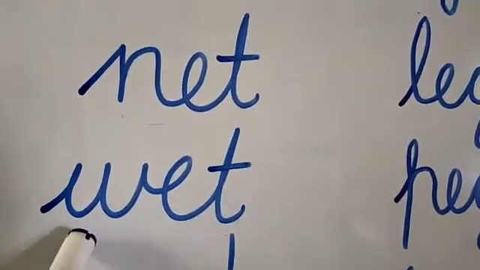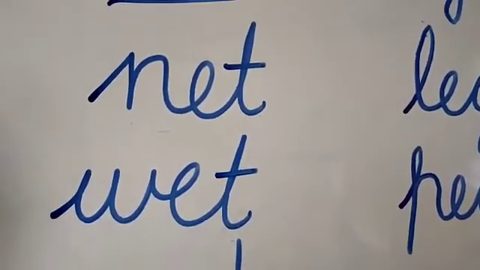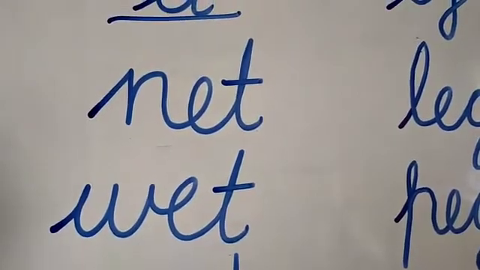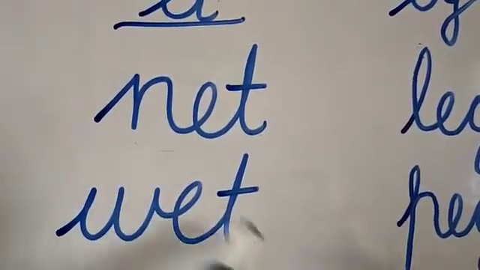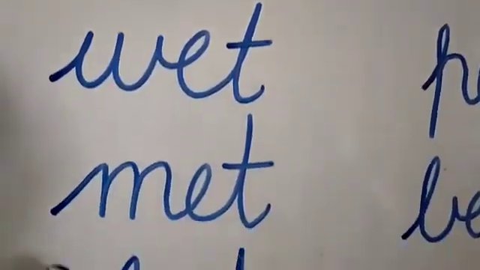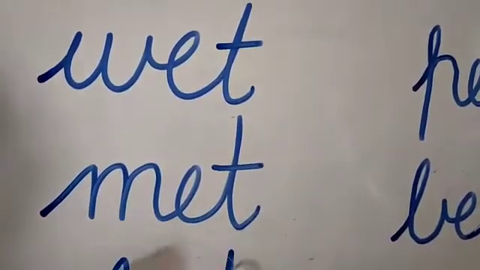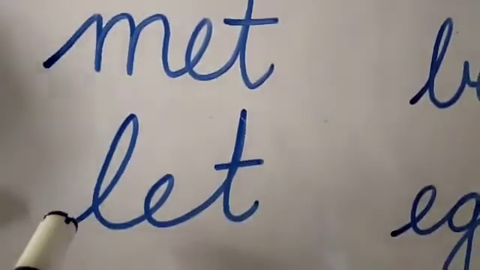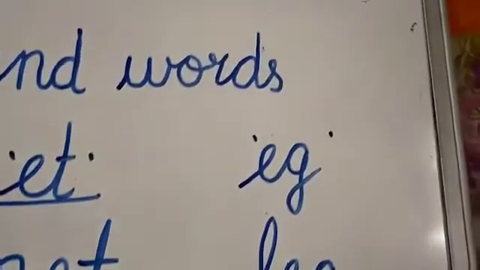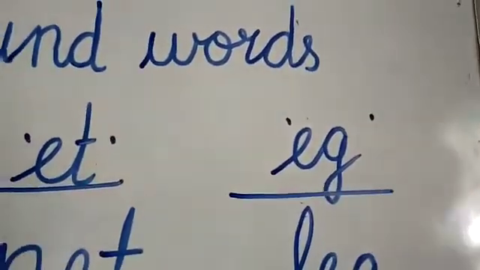The sound of W is W. W, et, wet. Next word is M-E-T. M, et, met. Next, L-E-T. L, et, let. Next topic is EG sound words.